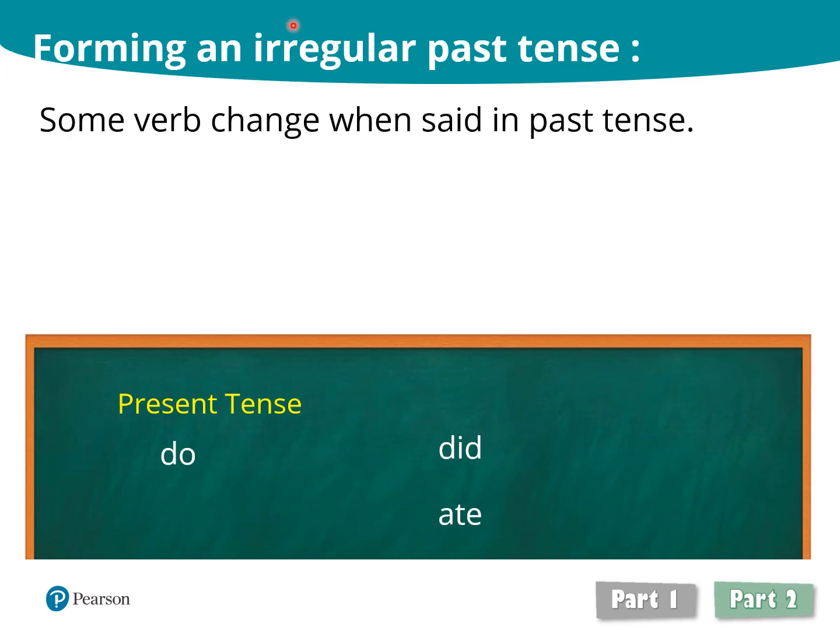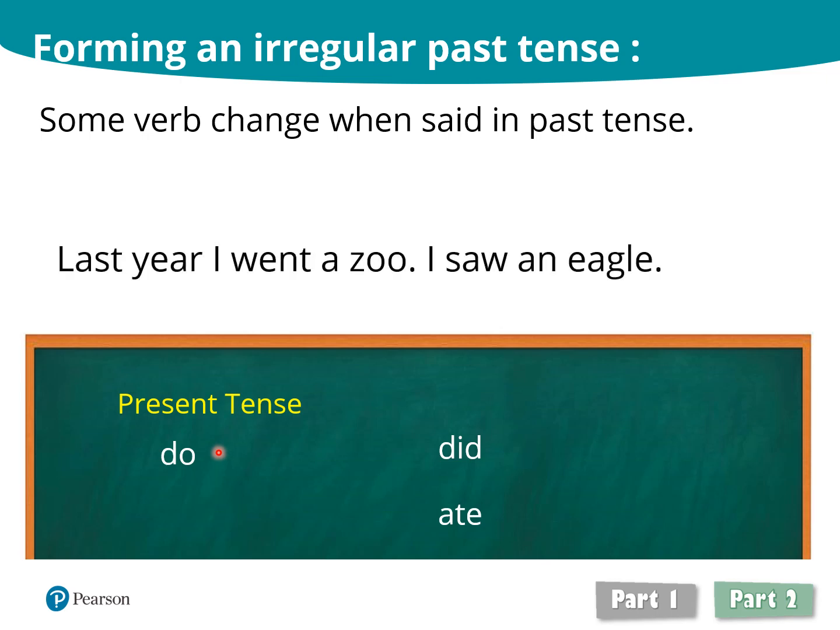Forming an irregular past tense. Some verbs change when said in past tense. That's why they're called irregular, because they change. In the present tense, do, did. Eat, ate.